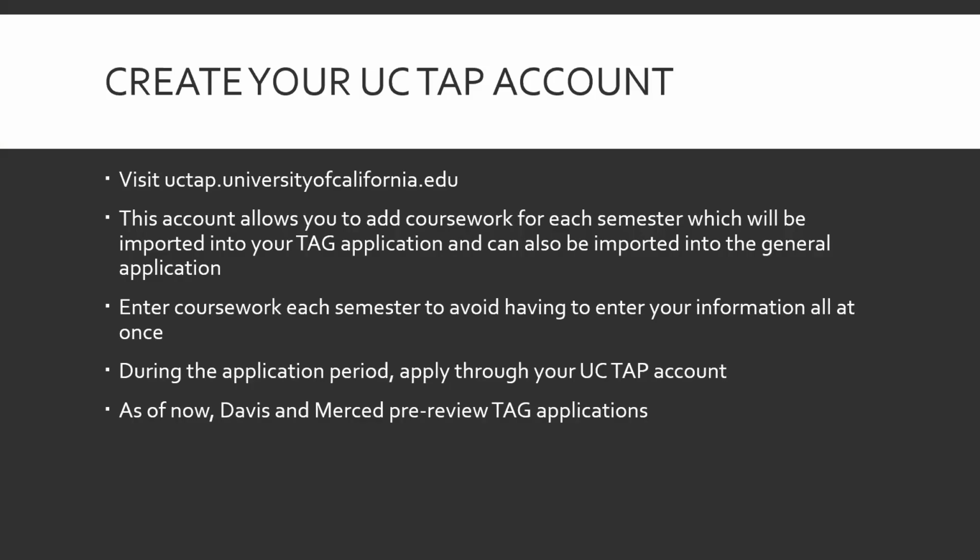So to do this, you need to create your UC TAP account. If you visit uctap.universityofcalifornia.edu, this will take you to the page where you can create your account. This account is going to allow you to add coursework for each semester of community college coursework that you've taken, which will be imported into your TAG application and can also be imported into the general application. So it's really good, if you're starting early, to go semester by semester and enter which courses you've taken and your grades for each semester. It's just going to save you time when you go to apply later.